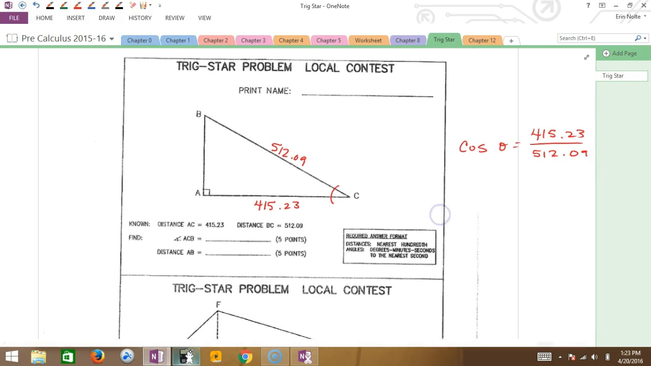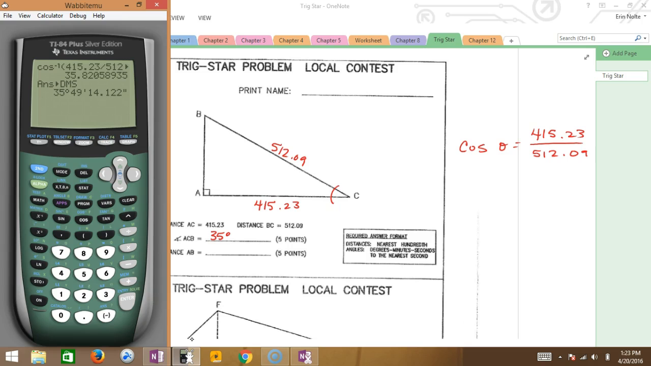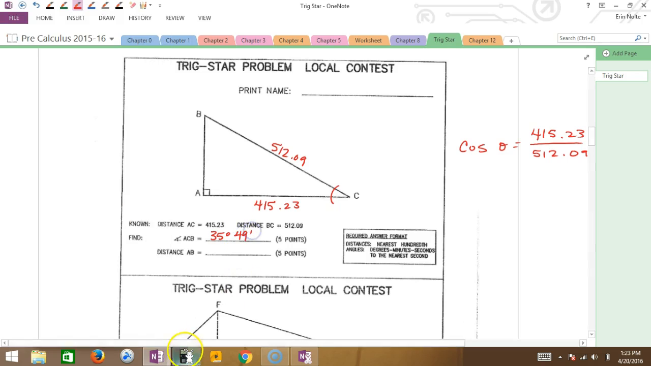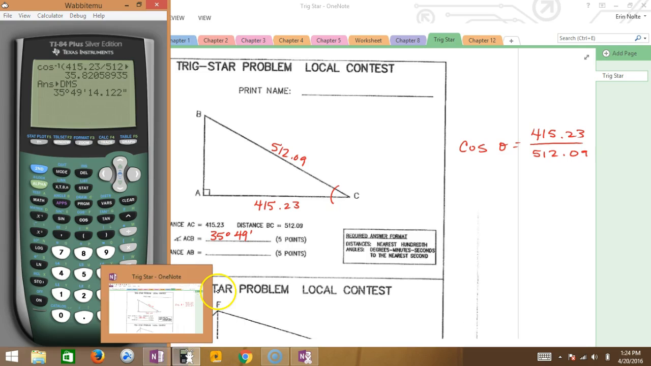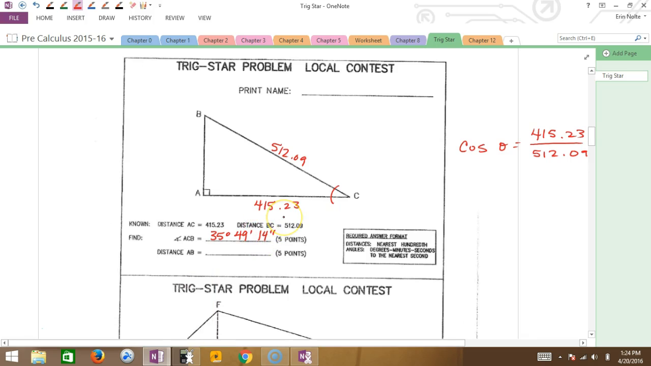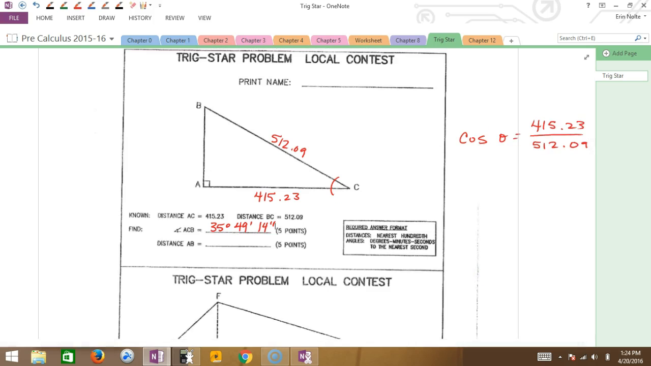I can now take that and write this down as 35 degrees, 49 minutes. Then it says seconds to the nearest second, so we're just going to do 14 seconds. That's all you have to do. I also want to show you how to type this into the calculator, assuming you were given an angle and had to type that in.